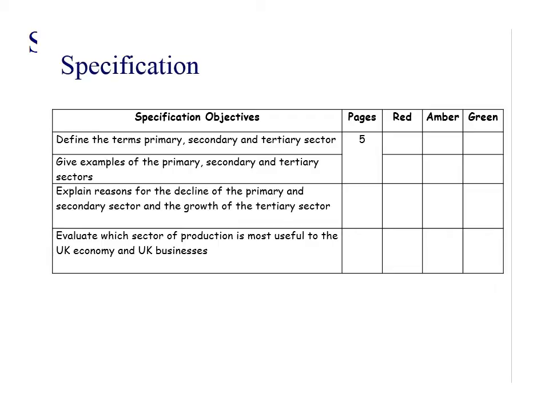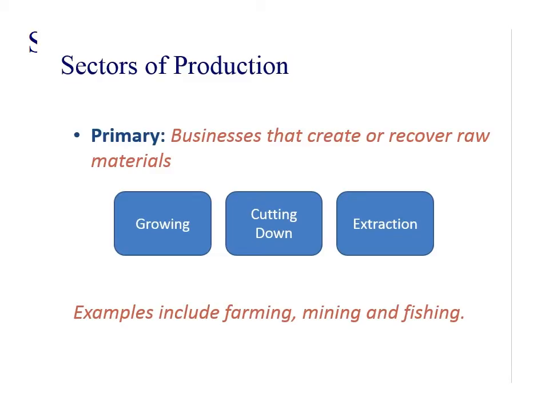So, primary sector of production, businesses that create or recover raw materials, so anything involving growing or cutting down or extraction, so farming, mining, fishing, those types of things.